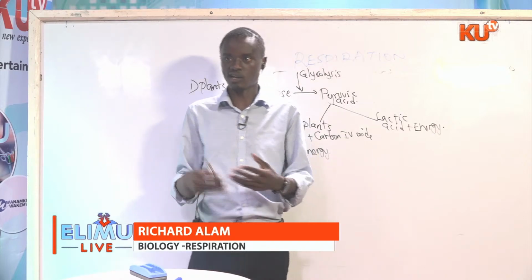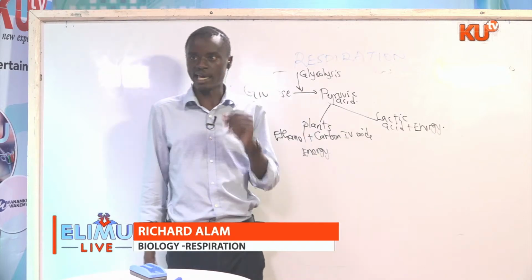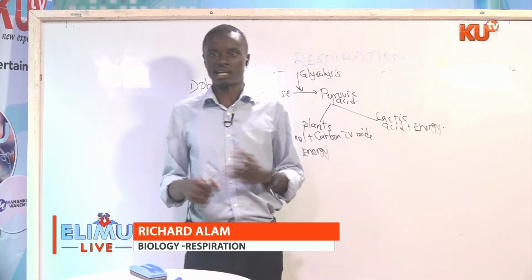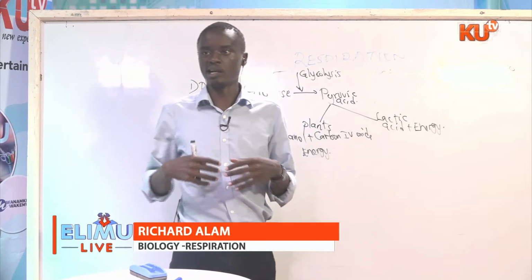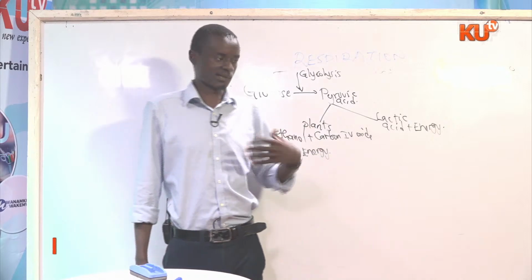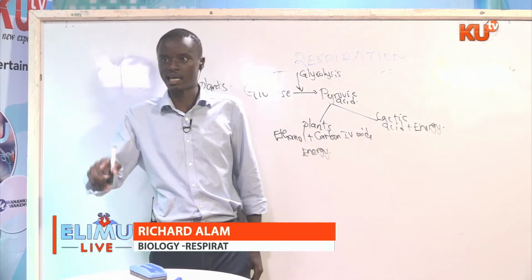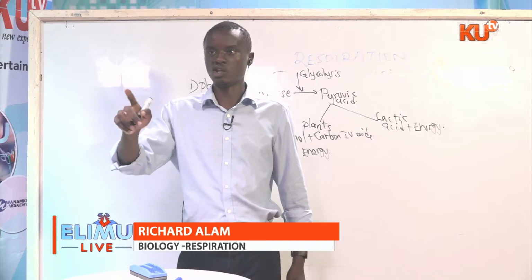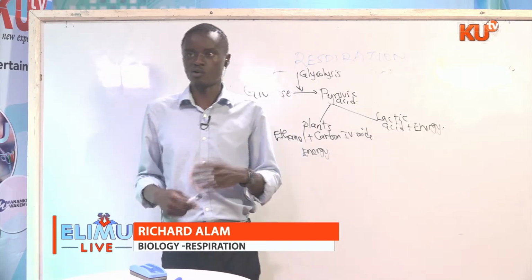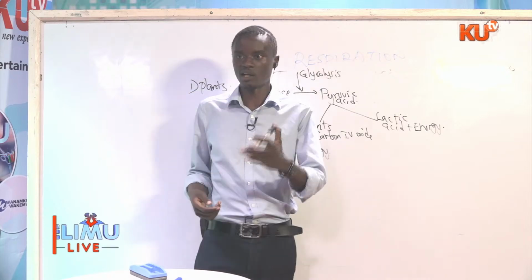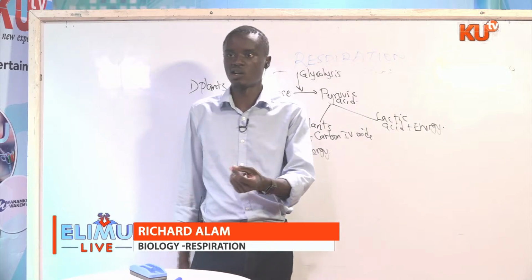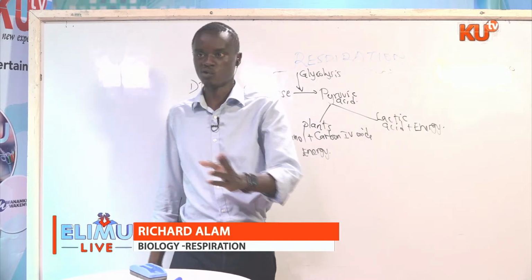Now, as a student, you can be asked, explain why after a serious or a strenuous exercise, an athlete or the person participating breathes faster and very deep. Now, the explanation is to supply more oxygen to body tissues to completely oxidize lactic acid to energy, carbon dioxide, and water, which are less harmful to the body.